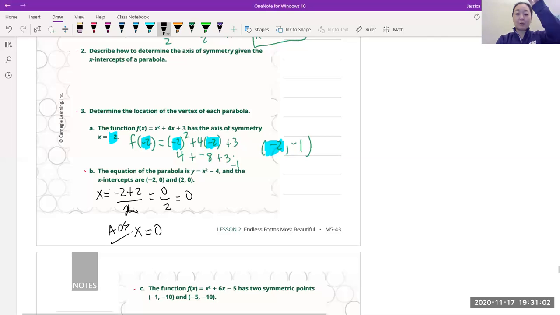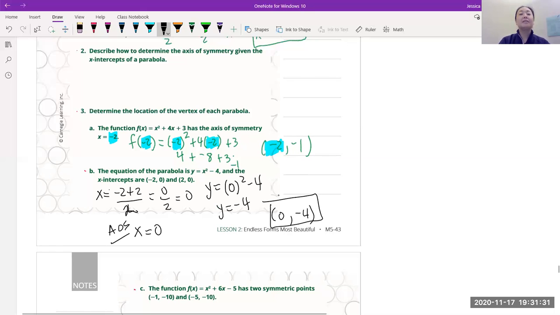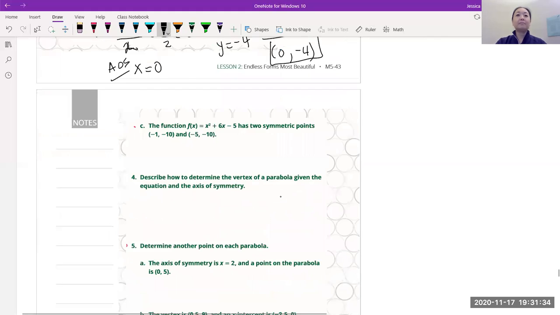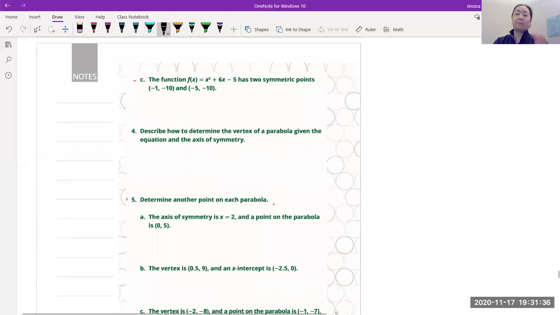So now that we have the AOS part, we can find out the y coordinate part by plugging it in. Because it's not giving us a function, let's go with y. So y is equal to, instead of x, we're going to put in 0 squared minus 4. And what would my y equal? That's 0, so it's -4. There we go. So my vertex is (0, -4), which is also apparently the y-intercept, but that's okay. That's still a vertex, right? There we go.